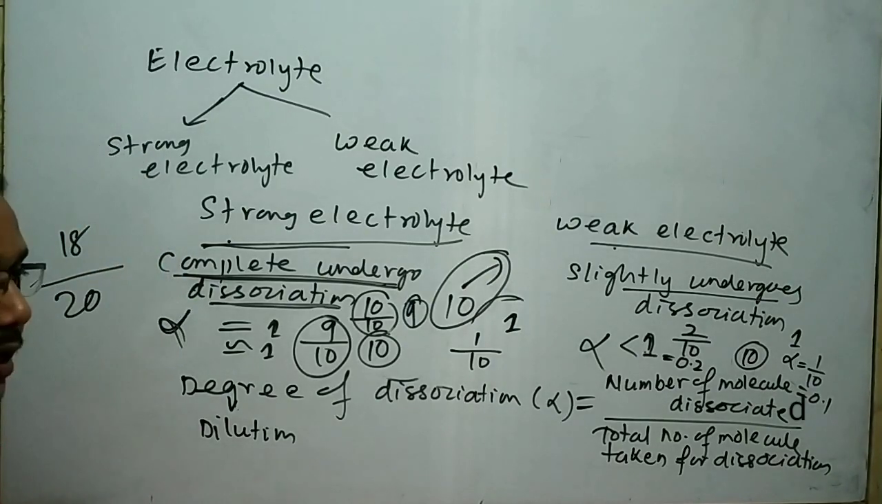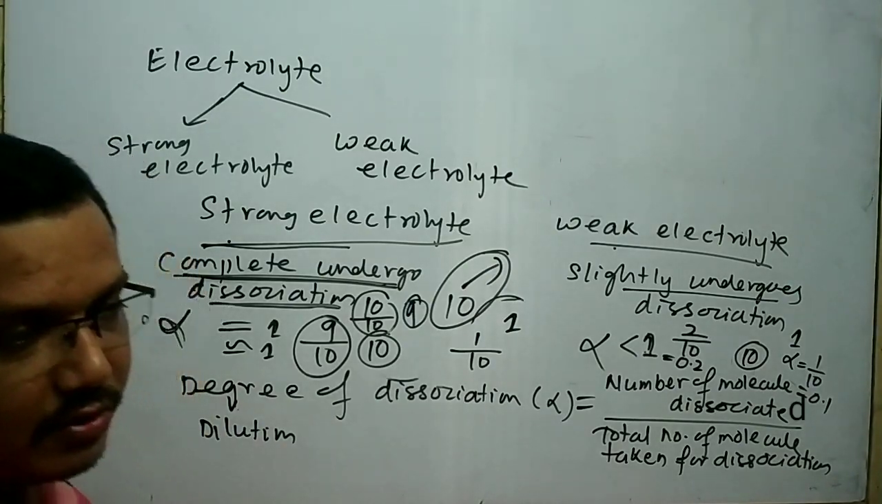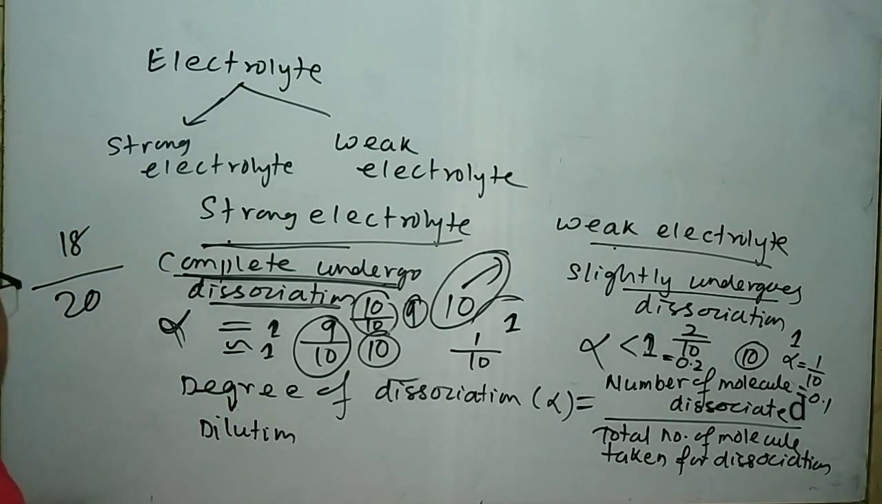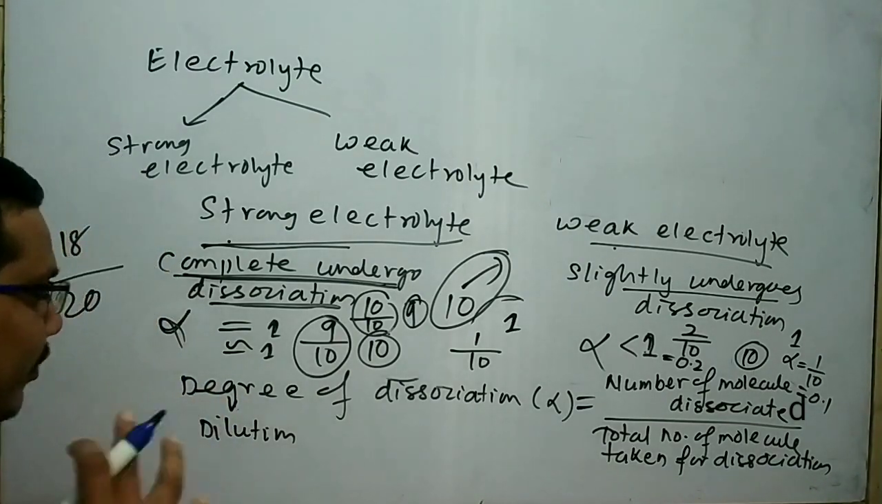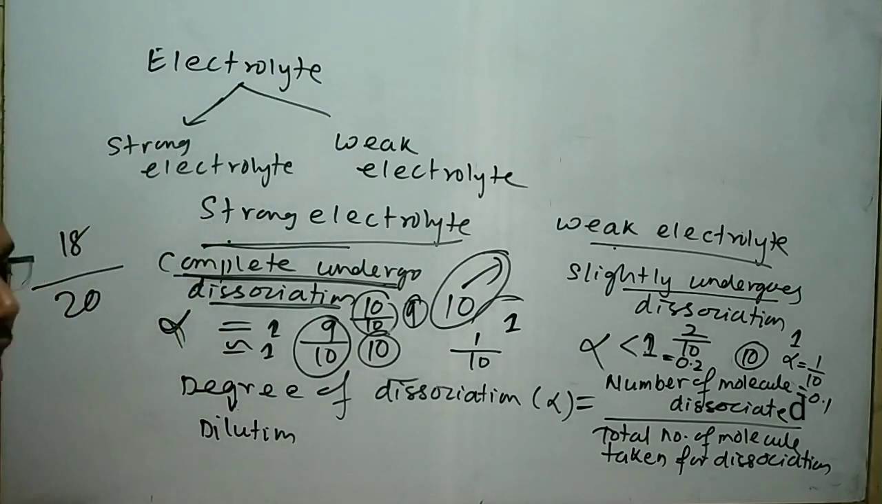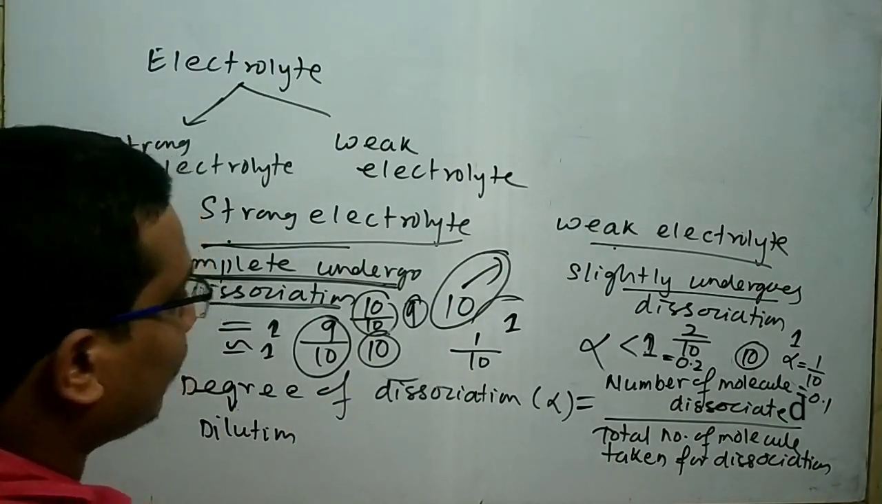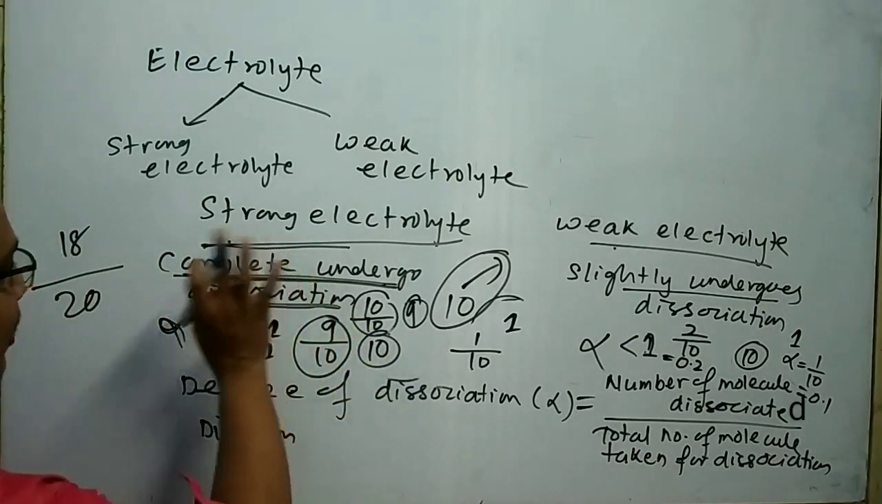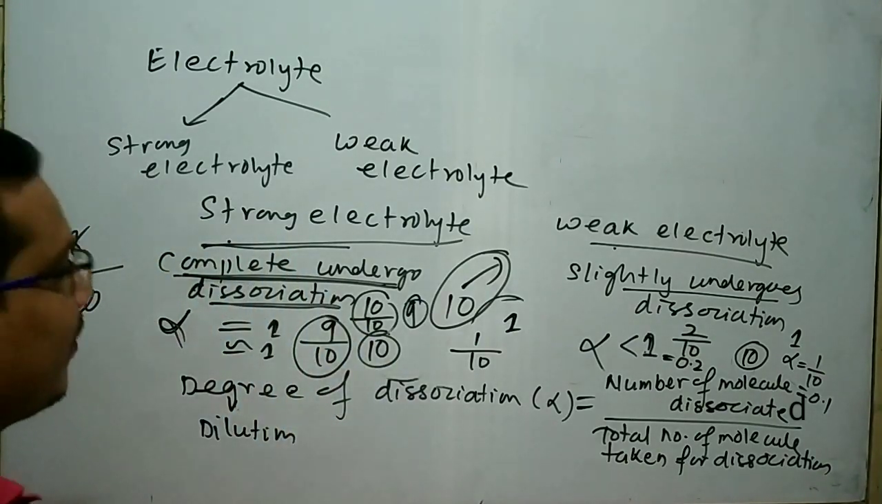Dilution means addition of the solvent molecule. In this case, an aqueous solution is taken, so we generally think about the solvent like water. Suppose I add more and more water molecules in the case of a strong electrolyte, then what will happen?